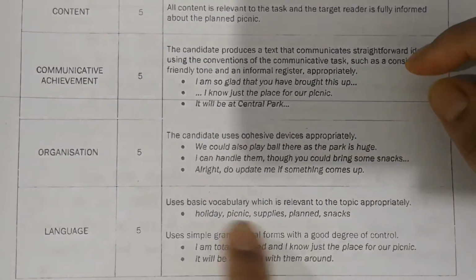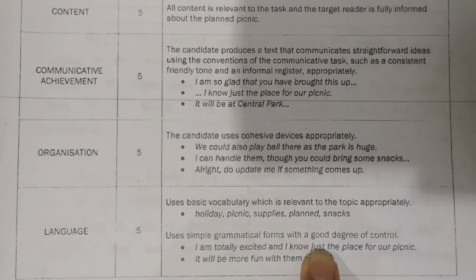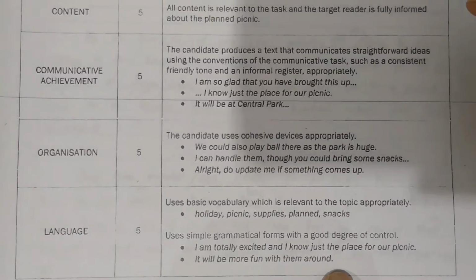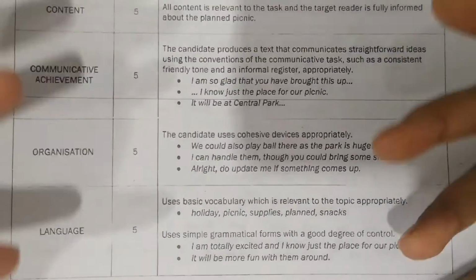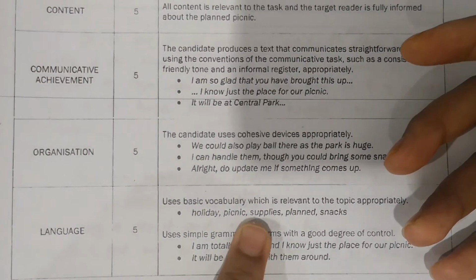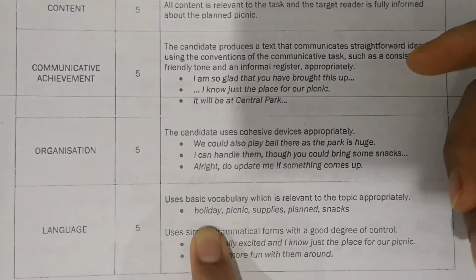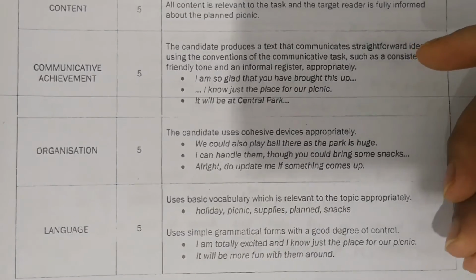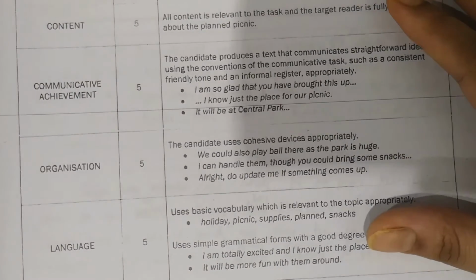We will reward you based on your vocabulary and your grammatical forms, meaning that you are in control of your grammar. You have no problem with writing complex sentences, or even your simple sentence is fine as long as your grammar is good, and also your vocabulary shows that you know more about the topics, or appropriate vocabulary for the topics like holiday, picnic, supplies, plans, and snacks. Okay, you will overall get 5, 5, 5, 5. That will make it 20, full mark of 20, part 1.